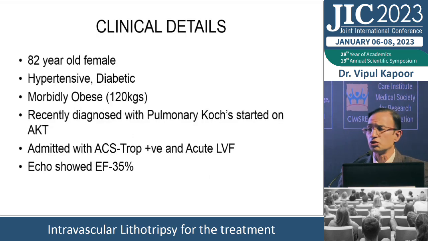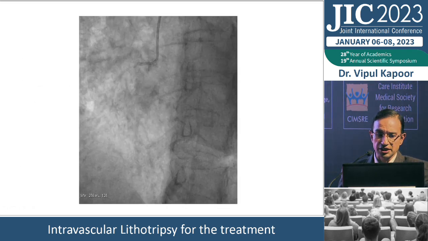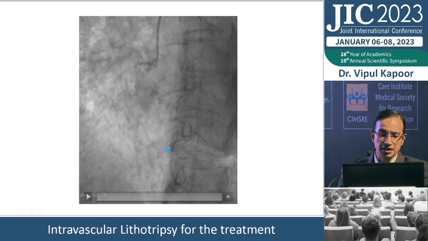Now this is an 82-year-old female, so you could clearly see a high-risk individual: hypertensive, diabetic, morbidly obese, recently diagnosed with COX, started on ATT, ACS troponin positive, acute LVF and ejection fraction of 35%. So as you could see, it's a very, very complex case scenario, and this is her RCA, right? Can you see this RCA here? This RCA has a critical block here.